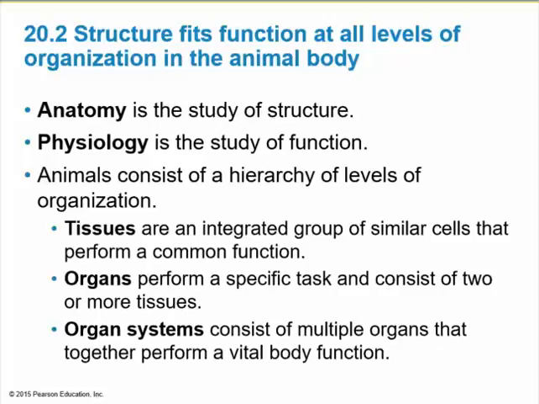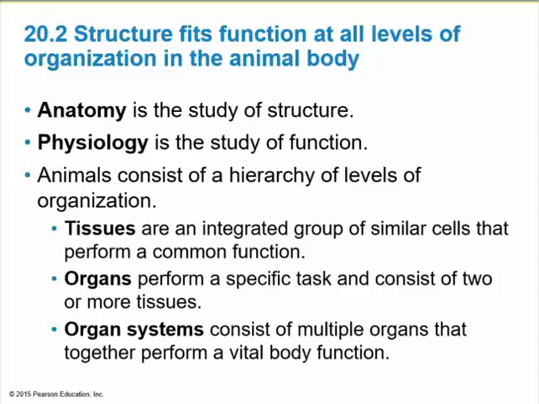Tissues are an integrated group of cells that work together for a common function. Your body is made up of 4 basic tissue types, which we're going to talk about. 2 or more tissues together form a structure called an organ. Organs perform specific tasks. The heart is an example of an organ. The stomach is an example. Intestines, both small and large, are organs. And the stomach, the intestines, the esophagus and other structures make up an organ system.